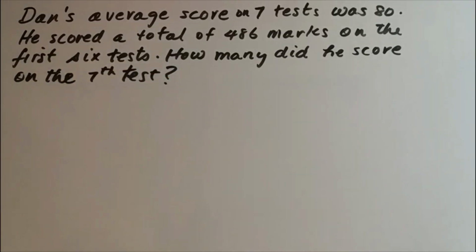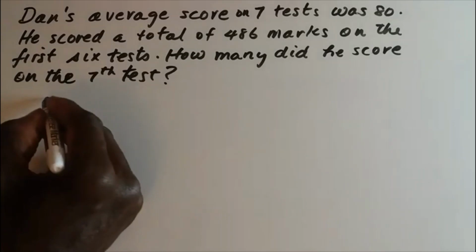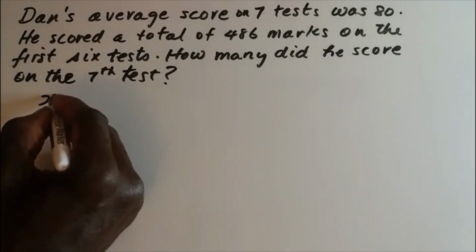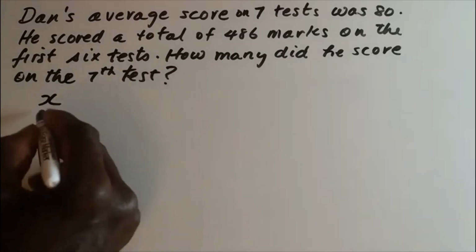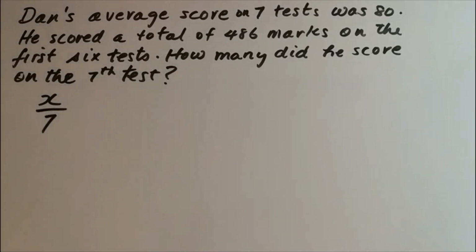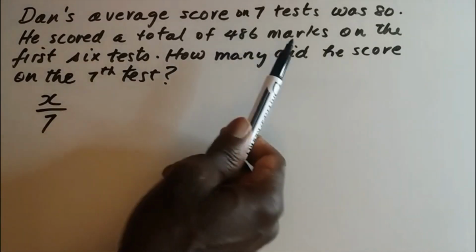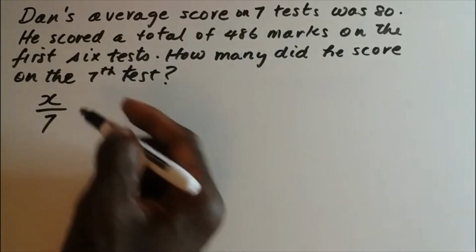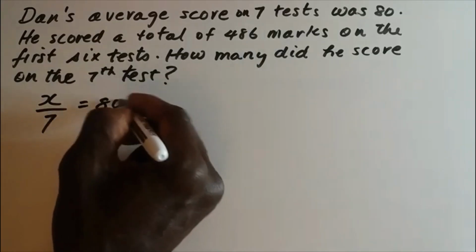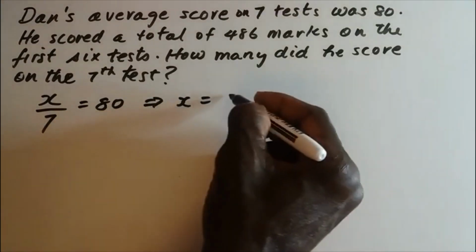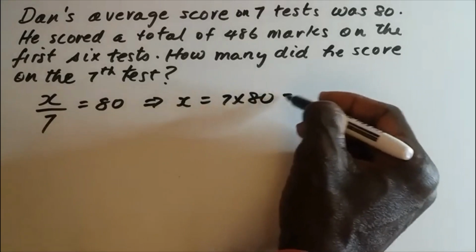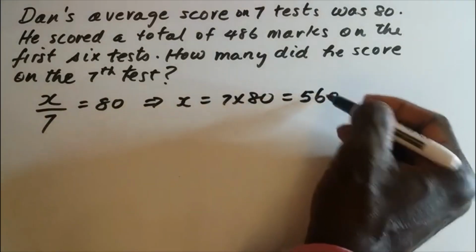Well, to find an average, we normally sum up the data items, let's call that sum x, and divide it by the number of data items. In this case, there were 7 of them, and this is equivalent to 80, as the problem says the average on 7 tests was 80. And so this implies that x is equal to 7 times 80, which is 560 marks.